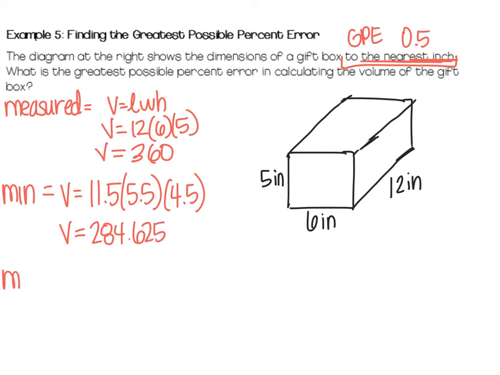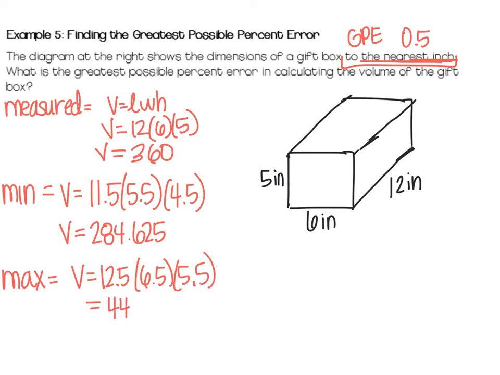To find my maximum, I'm going to add a 1/2 inch to every measurement. So that's going to be 12.5 times 6.5 times 5.5. That gives me 446.875. Okay, now I'm going to find greatest possible percent error.